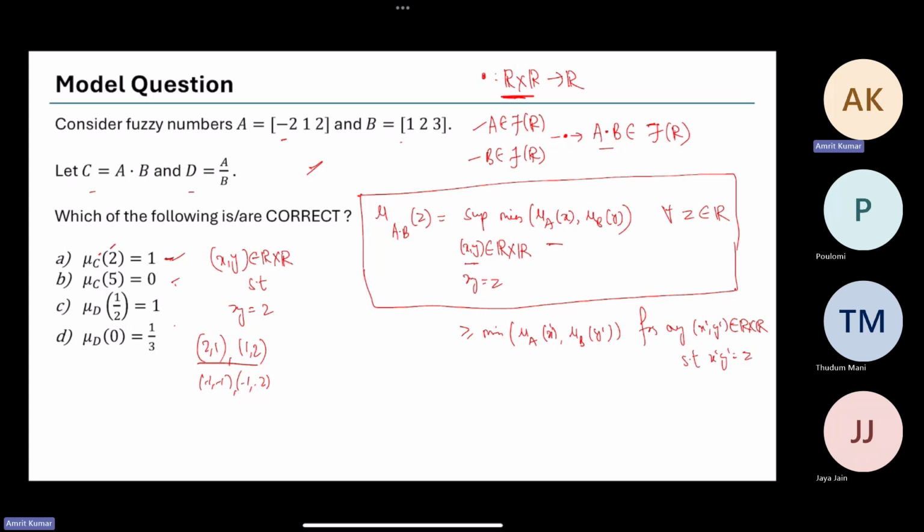So the membership of Z in A dot B is the supremum of this quantity, right? Suppose I find a pair X dash, Y dash such that X dash times Y dash is Z. Then since this is the supremum of all such quantities, it is going to be greater than or equal to the minimum of mu A of X dash and mu B of Y dash, right? So X dash, Y dash is one particular pair that satisfies X dash times Y dash equals Z, and we are taking the supremum of all such pairs to obtain the membership function of Z in A dot B.